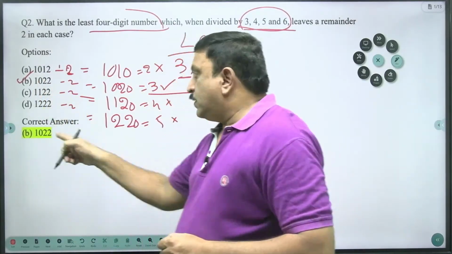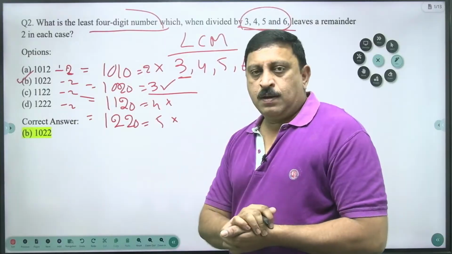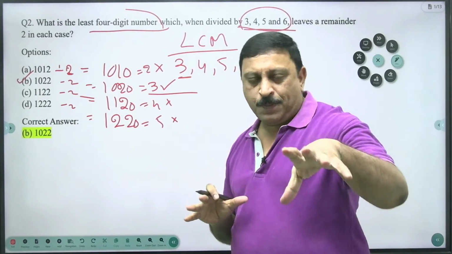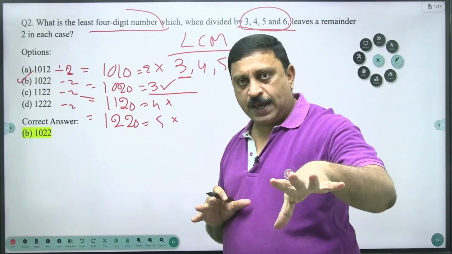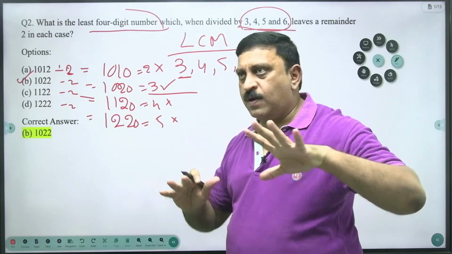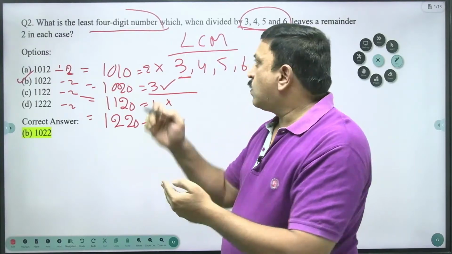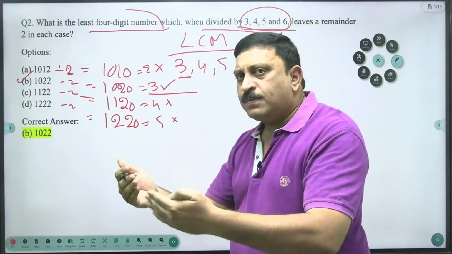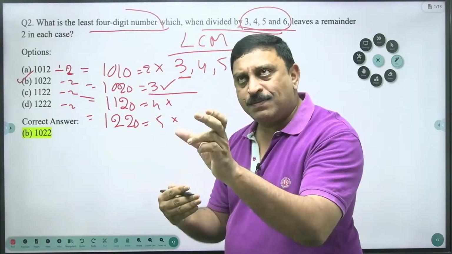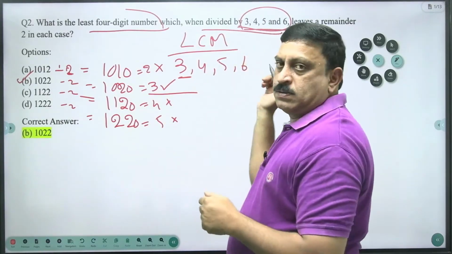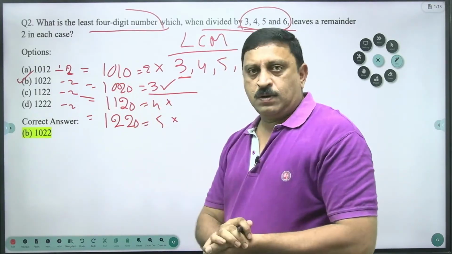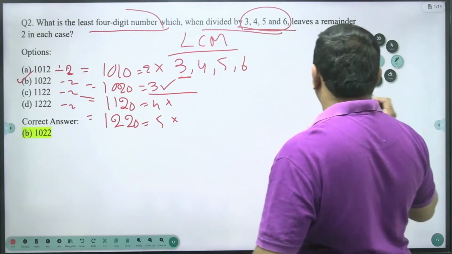Clear? So this is how we in MVC interpret the questions of UPSC in this style, right? It is not the case of just using a formula. It is using your concept. What is the concept? The LCM is a number that must be divisible by the given numbers. So we'll check for that. That's all, right? Next one.